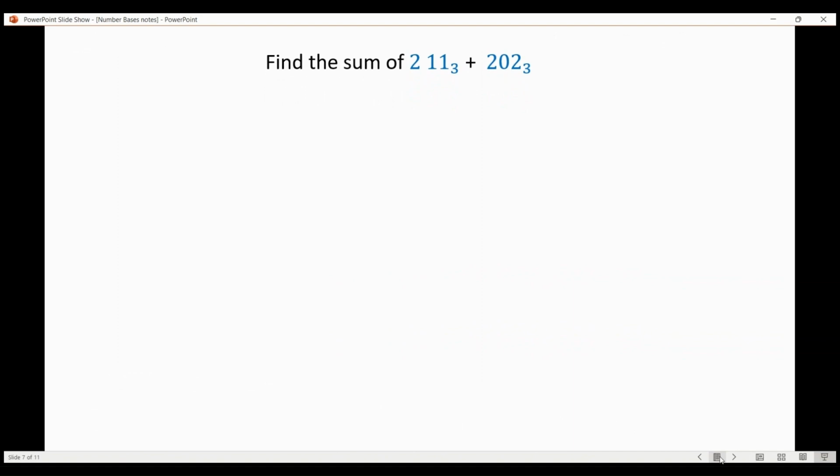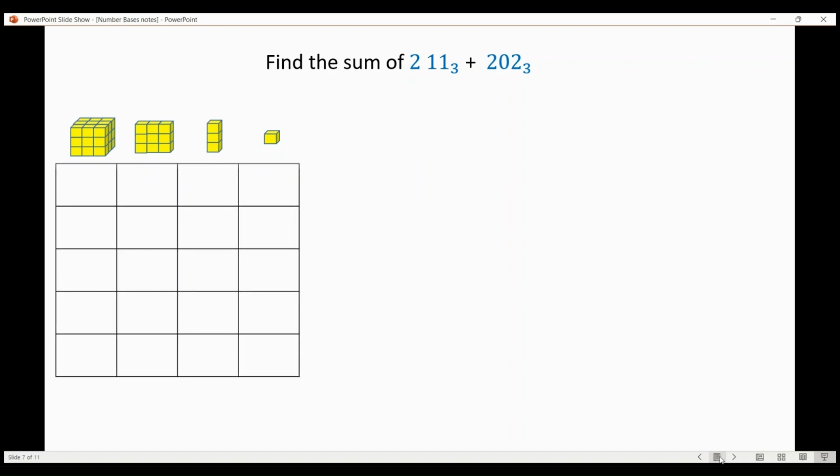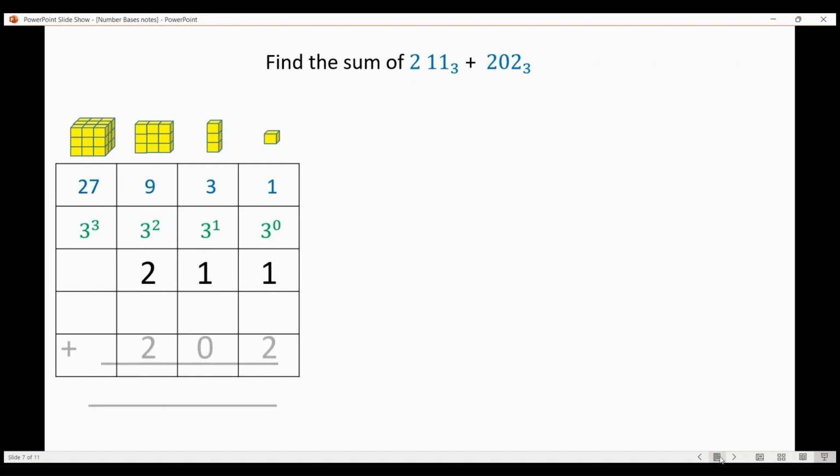Let's use base 3. Find the sum of 211 to base 3 plus 202 to base 3. So let's represent it as usual. Bring up the units, the groups of 3, 3 squared, 3 cubed. So that will give us 1, 3s, 9s, and 27s, or 3 to the power 0, 3 to the power 1, 3 to the power 2, 3 to the power 3. And this question can be written as 211, which is base 3, plus 202.